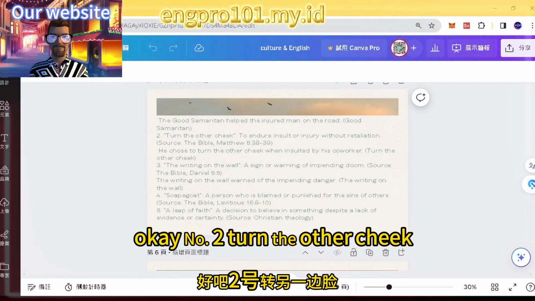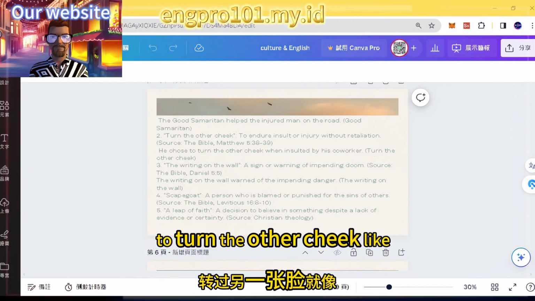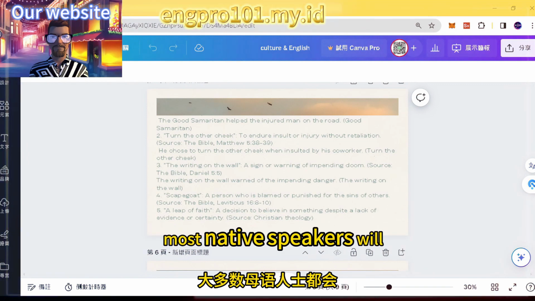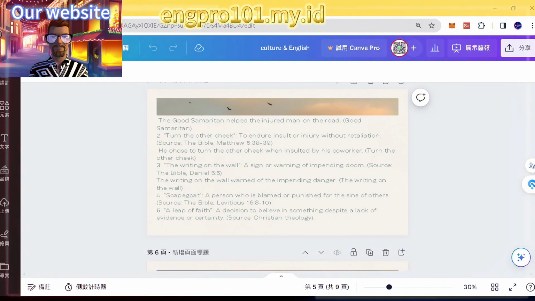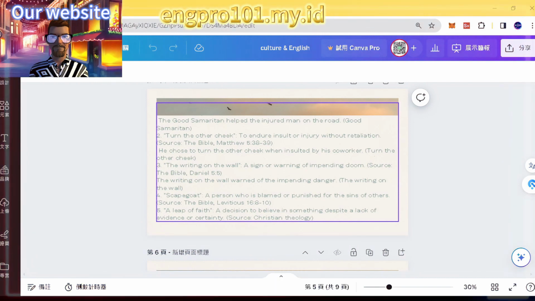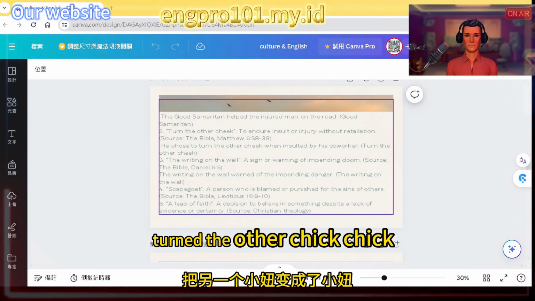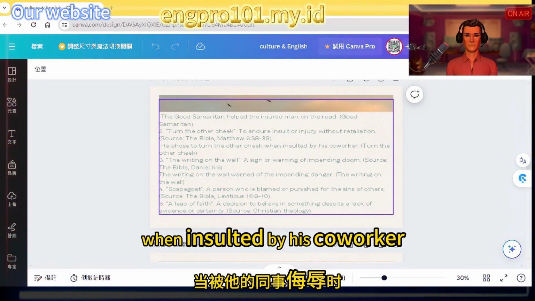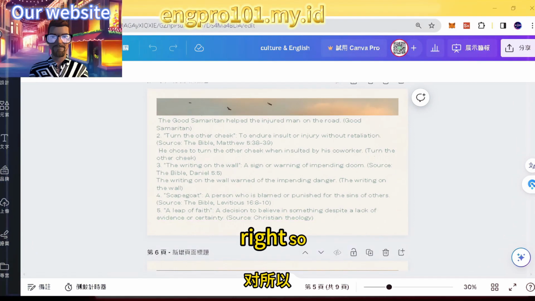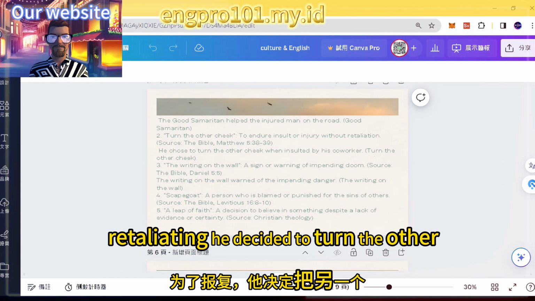Okay, number 2, turn the other cheek. Yeah, this is another one that I would say is common. Whenever you say this, most native speakers will understand what you're talking about. So he turned the other cheek when insulted by his coworker. Right. The coworker insulted him, and instead of retaliating, he decided to turn the other cheek.